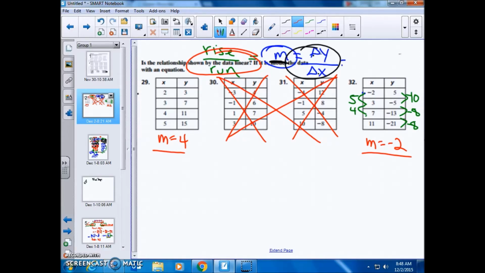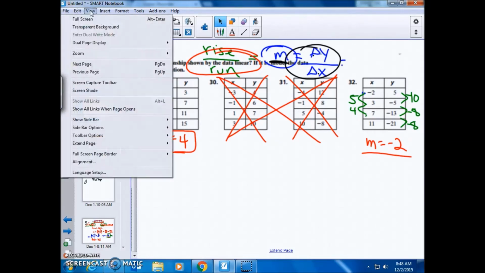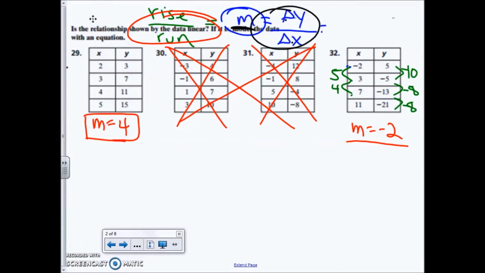So here in number 29, we found the slope, and what we're going to do is review some stuff that we did last night for homework. Let's go ahead and full screen this. So last night we not only tried to find out if the data was linear, but we tried to take the table, and once we found a slope, make it into a line. So what were the two different ways that we were able to write a linear equation?